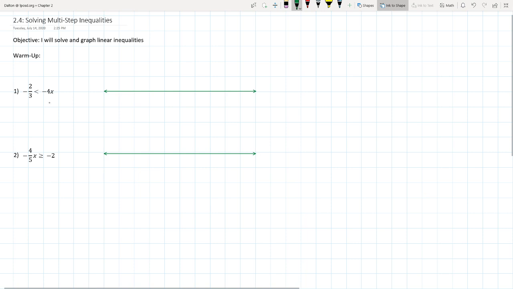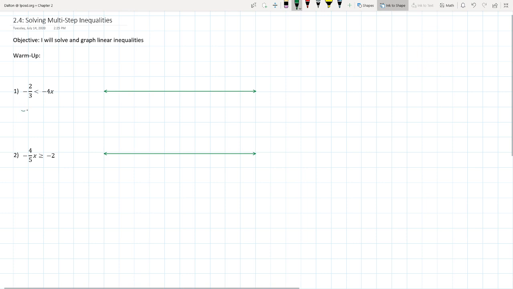As a refresher, we have a couple of questions here. The first one is negative 2 over 3 is less than negative 4x. We talked about it last time. My first instinct whenever I see this is I want that x to be on the left-hand side. You can make that change if you want to, or if you don't want to, that's totally fine as well. Whenever I'm making that change, I'm making sure that the arrow's pointed towards the same number that I start off with.